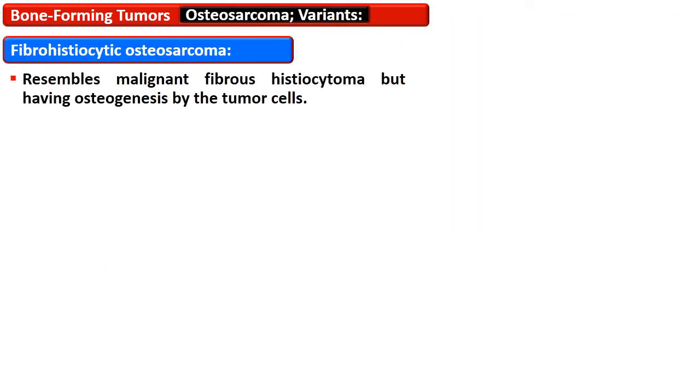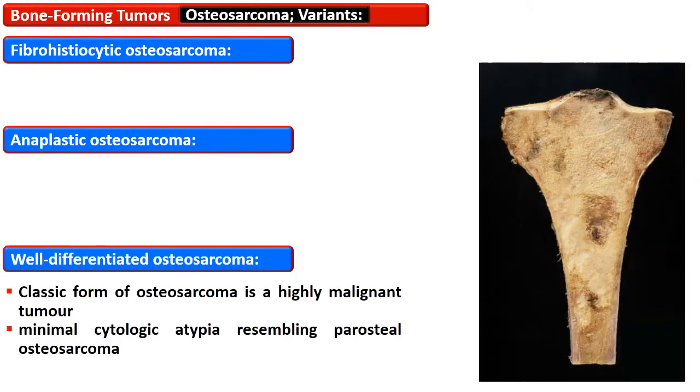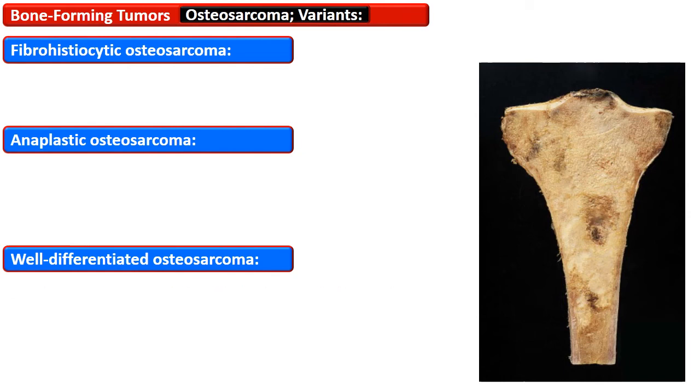The fibrohistiocytic osteosarcoma and the anaplastic osteosarcoma are recognized by their tendency to form osteoid by malignant cells. The well-differentiated osteosarcoma, which is located intramedullary, is so benign looking that it can lead to the misdiagnosis of a benign lesion such as fibrous dysplasia. It affects adults. Femur and tibia are the common sites, and the rare site is the small phalangeal bones. Its recurrence is common, but it doesn't metastasize.